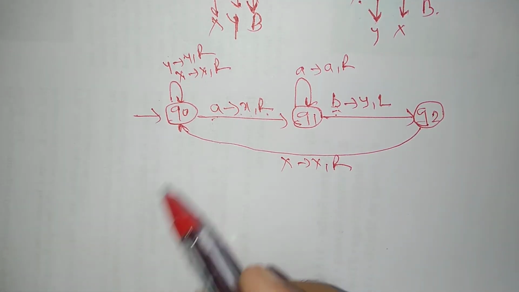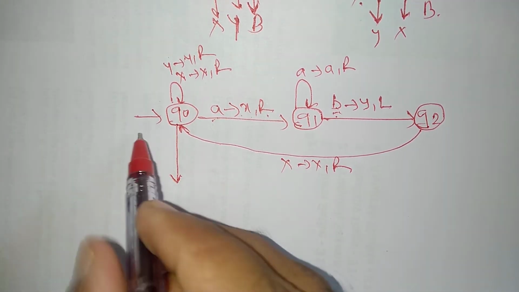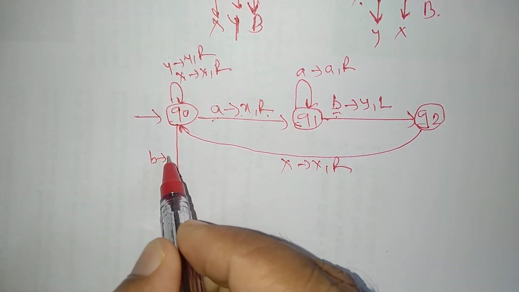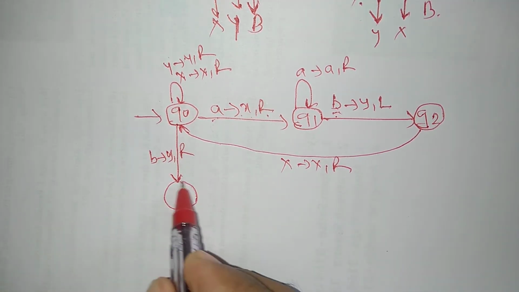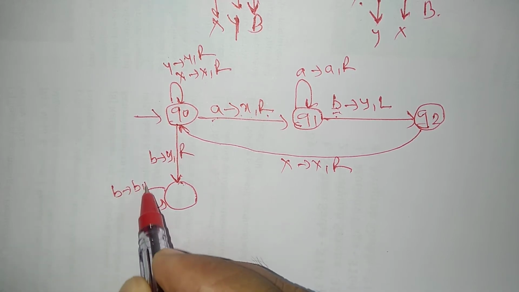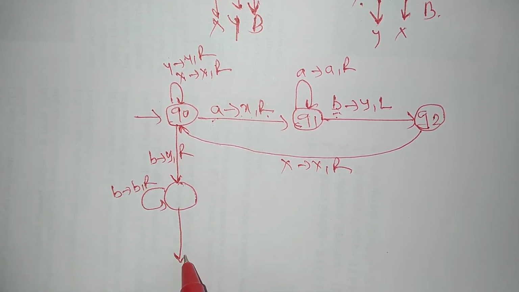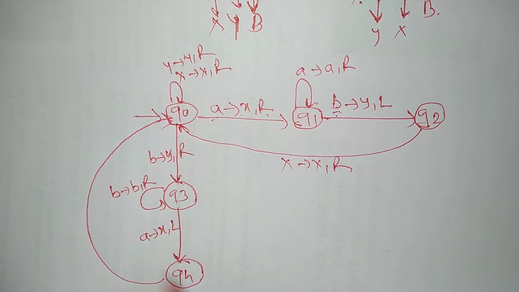Now let's consider if the string starts with B. Start with B, replace with Y. Go to the right side. If n number of B's come, skip the B and go to the right. I will wait for the first A. As soon as it comes, replace with X and go to the left side. This will be Q3, this will be Q4, and I will go to Q0.